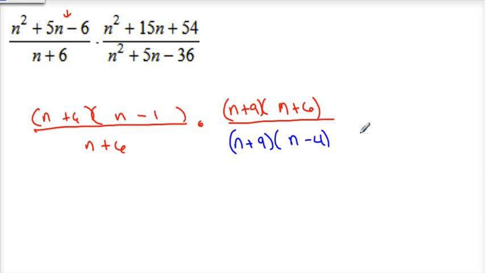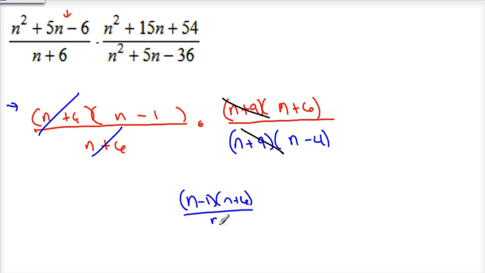Good. Now, left to right. n plus 6? Yes. See you later. n minus 1? No. Stays. n plus 9? Yes. See you later. n plus 6? n minus 4? Stays. So then you just have the quantity n minus 1 times the quantity n plus 6 over n minus 4.